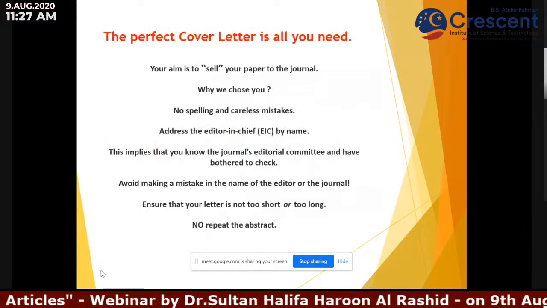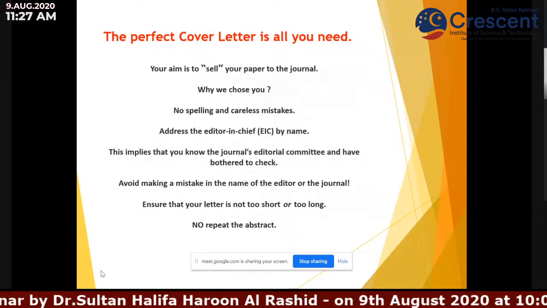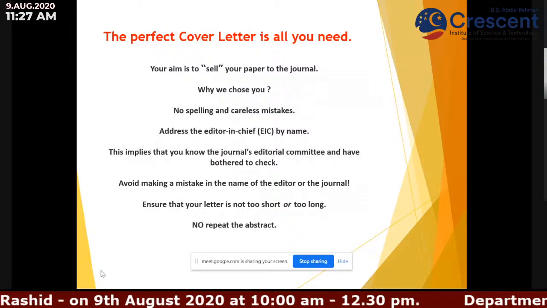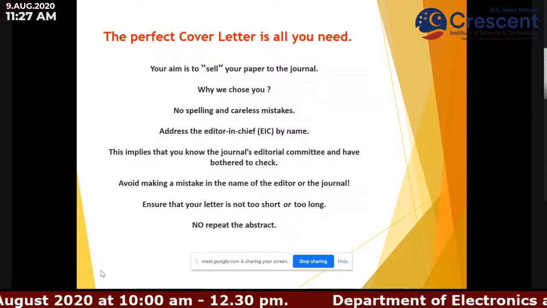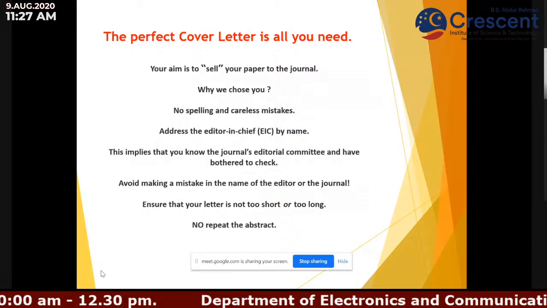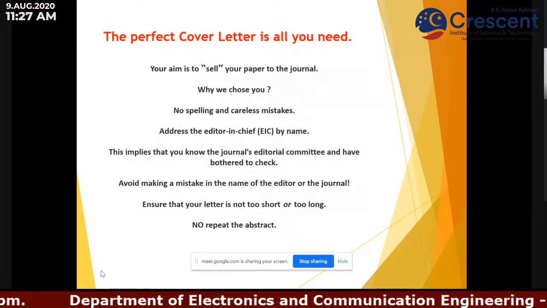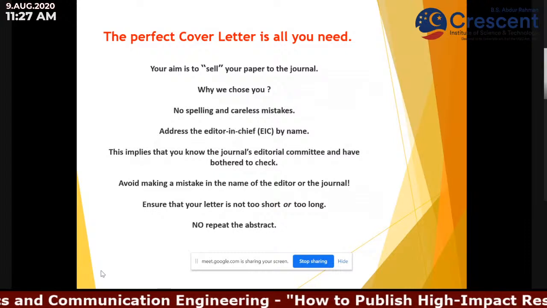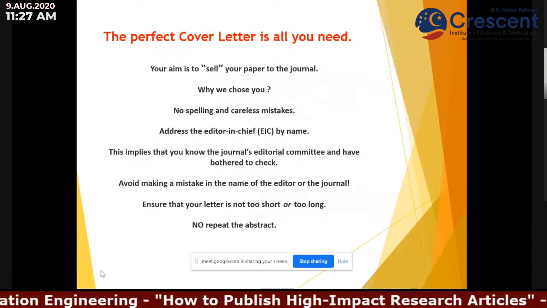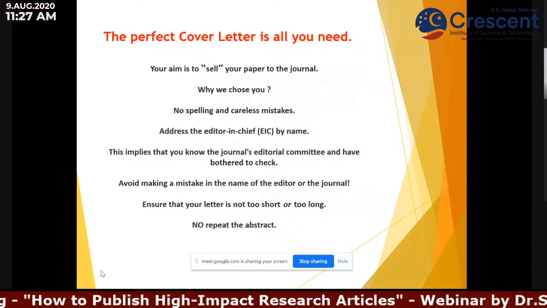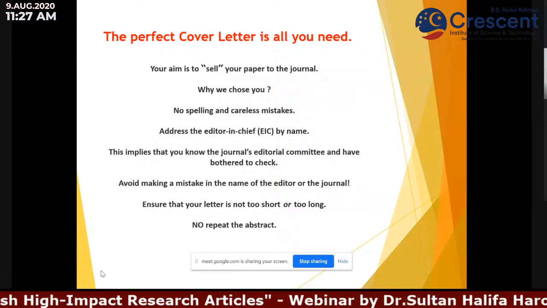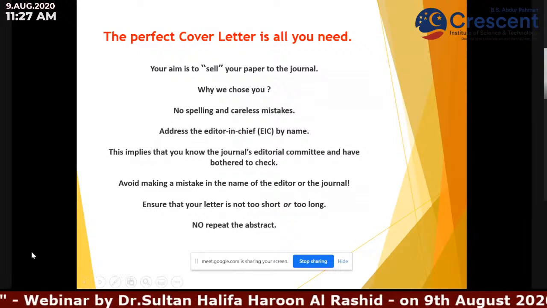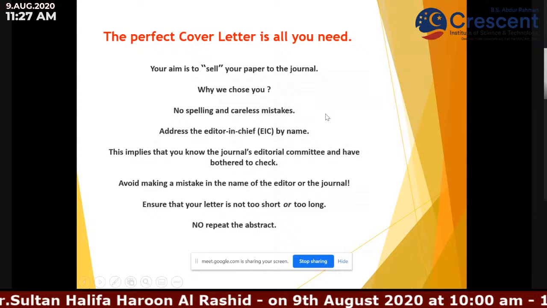Then the cover letter is really, really important when it comes to publishing in a journal. Since we all are above 18 and adults, I would like to put it in a different way. It's like a love letter to the reviewer. You say I have these qualities, and these are the things that I have done, and I hope you will like my paper. But make sure you do not cut, copy, paste your abstract.